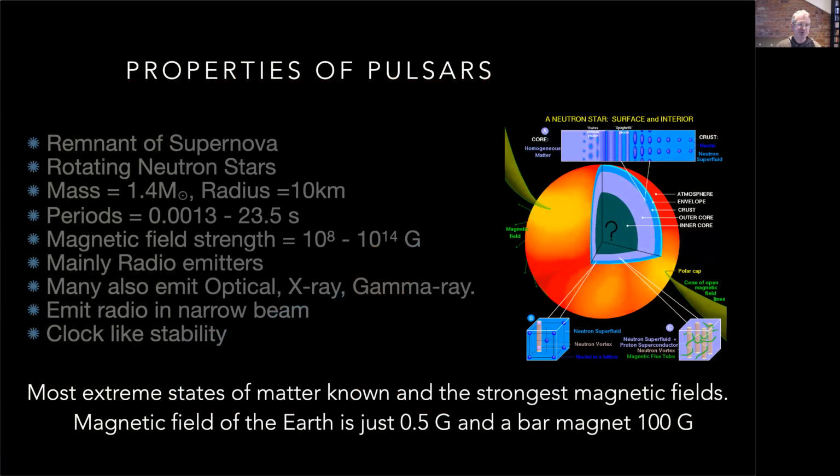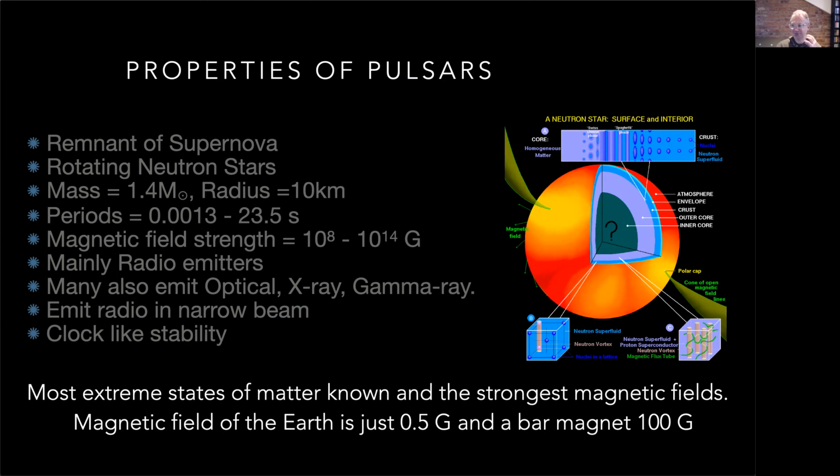So just to summarize, we've got this remnant of a supernova at the end of the life of a massive star. We end up with these rotating neutron stars. They have masses of 1.4 solar masses, 1.4 times the mass of our sun. They have radius of 10 kilometers, periods of around about 1.3 milliseconds down to around about 23 seconds. They have these very strong magnetic fields. They emit across the electromagnetic spectrum, but are predominantly emitting in the radio. And they emit in a narrow beam.